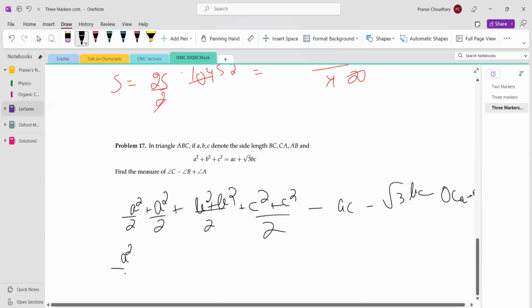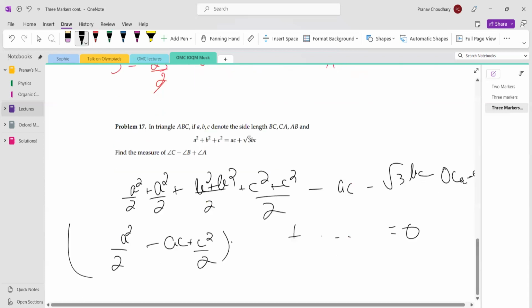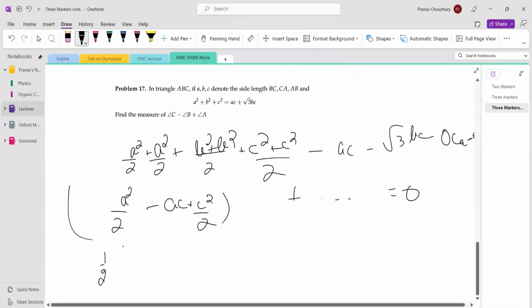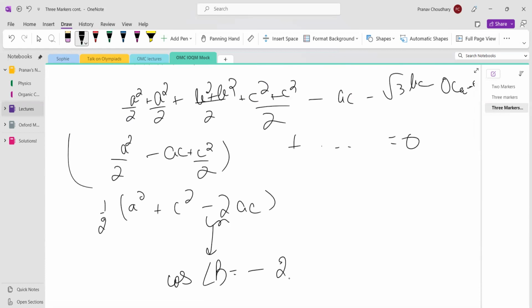And then you can club this, like a square by 2 minus ac plus c square by 2, and for other terms also. But the issue here is, if you see this, 1 by 2 times a square plus c square minus 2ac. This implies cosine of angle B must be minus 2. Oh, wait, shouldn't be minus 2.